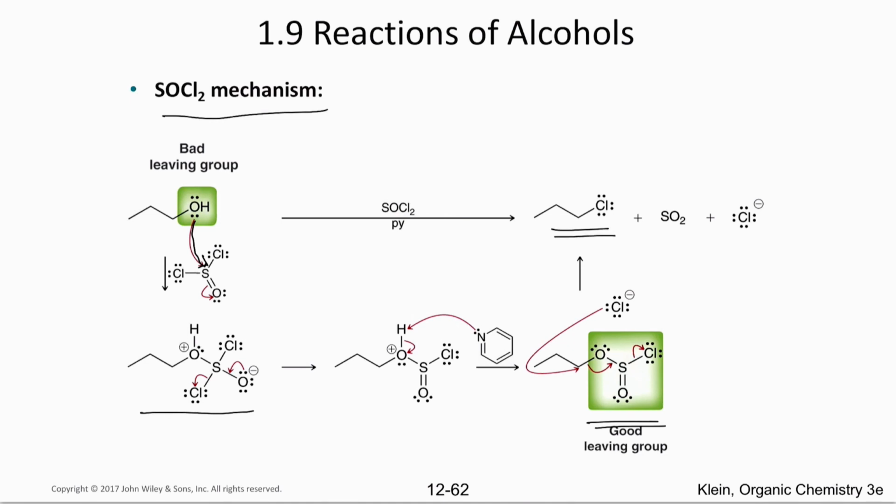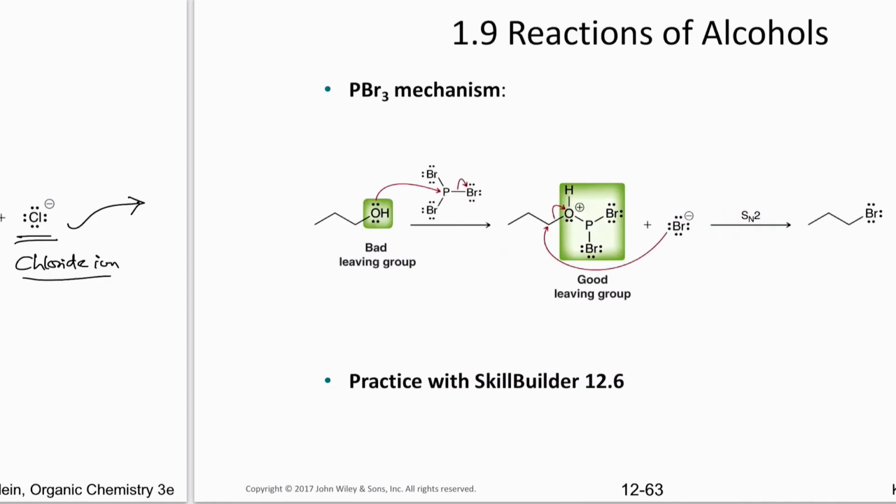So we have propanol converted into propyl chloride. The byproduct is important here. The byproduct when you react with SOCl2 is SO2, sulfur dioxide, and a chloride ion. This chloride ion can facilitate other nucleophilic reactions, causing further mechanism steps.